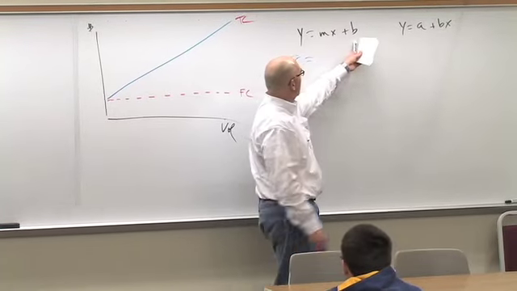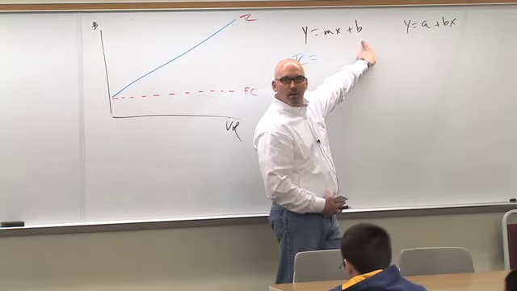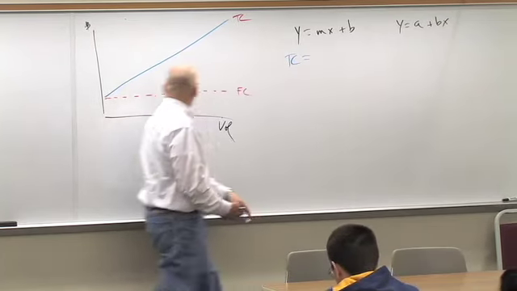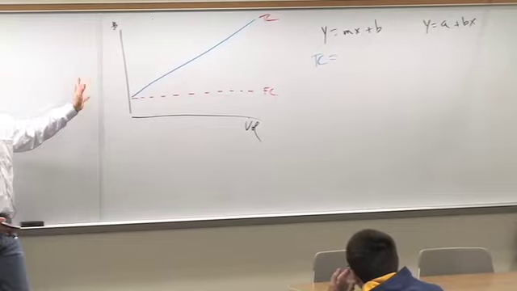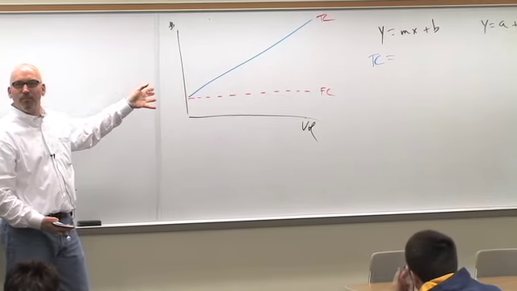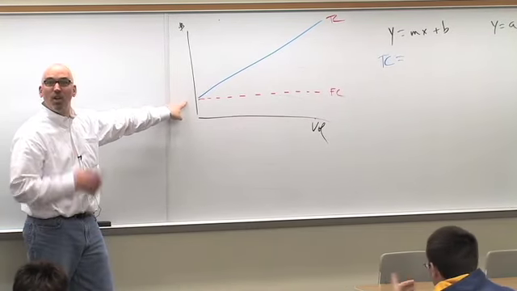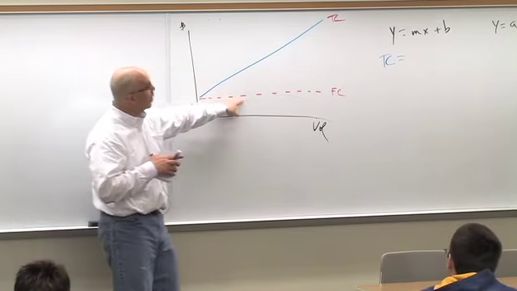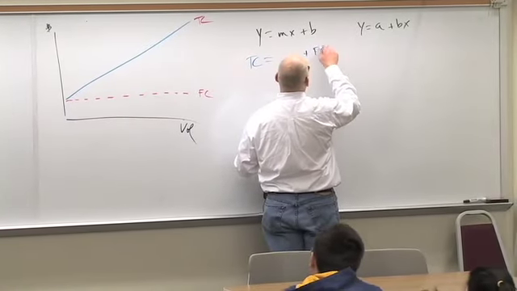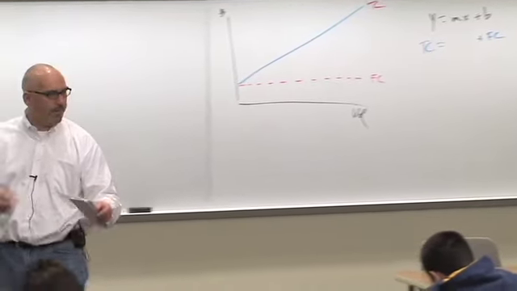What is this in algebra? B, what is that? The y-intercept. Do we have the y-intercept labeled up here? Yes, we do. Look. Yes! How about that? Awesome. Fixed costs, right? That's the y-intercept. It's labeled here.